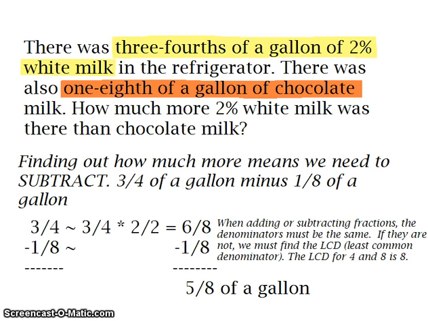And we can subtract. 6/8 minus 1/8 is equal to 5/8 of a gallon. Remember, whenever you're adding and subtracting fractions, once the denominators are alike, they stay the same. So I'm not subtracting 8 minus 8, that would be 0. The only thing that I need to subtract is the numerators. I have 6 minus 1, and that is 5. We keep the denominator 8, so our answer is 5/8 of a gallon.